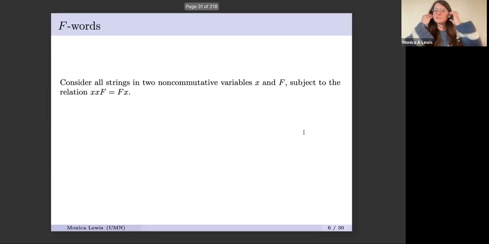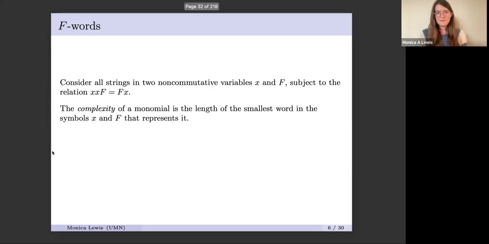So let's start with just an example. This example is going to correspond to behavior in characteristic 2. Just think about all strings in two non-commutative variables, x and f, where they obey a commuting relation: x squared f is equal to fx. Okay, so you have the ability to pass an x through f by doubling the number of x's.